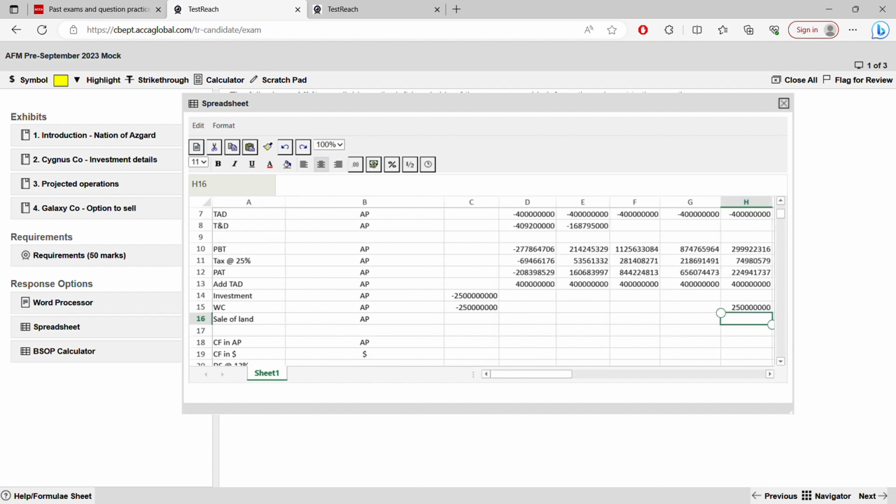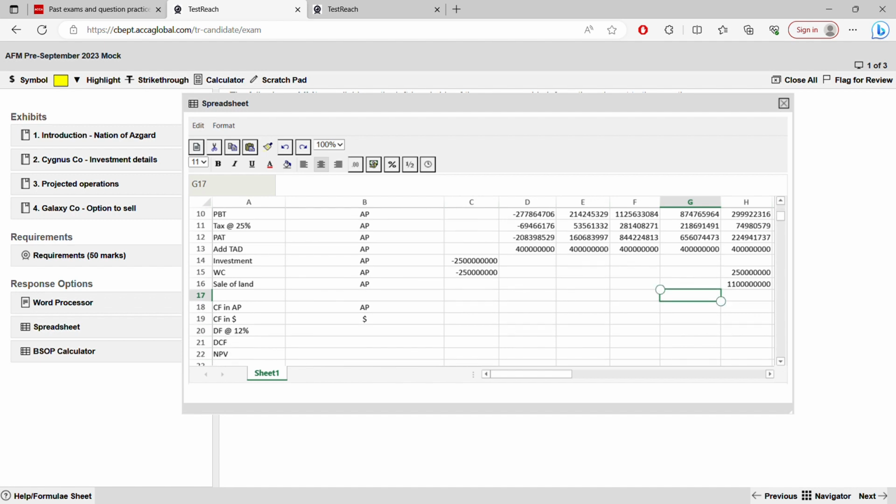Next, sale of land. The market value is 1100 million. So here 1100, 123, 123. Make sure the zeros are correct. Now what's next? Just the cash flow.